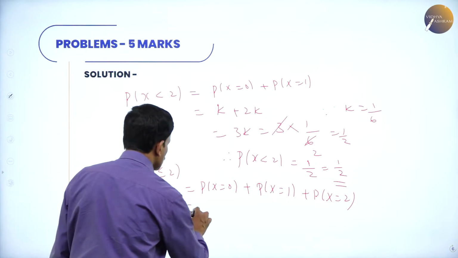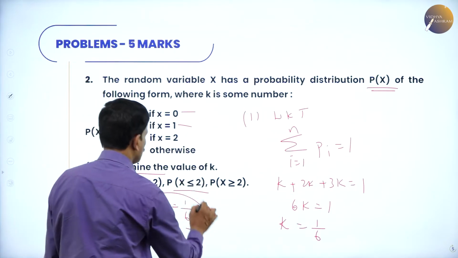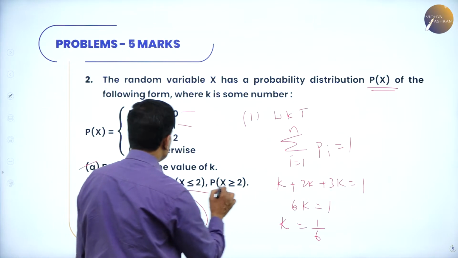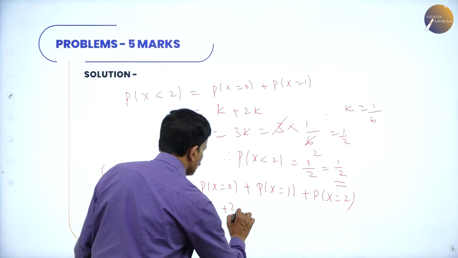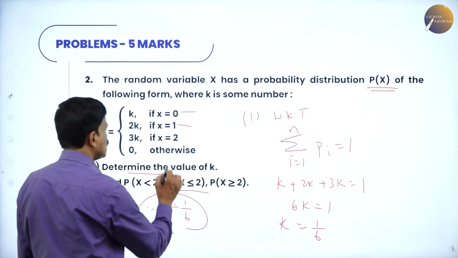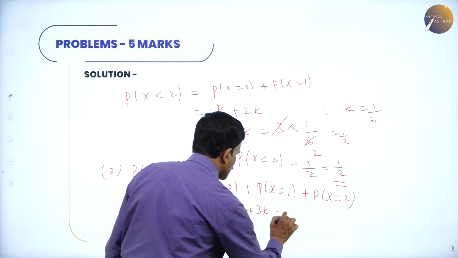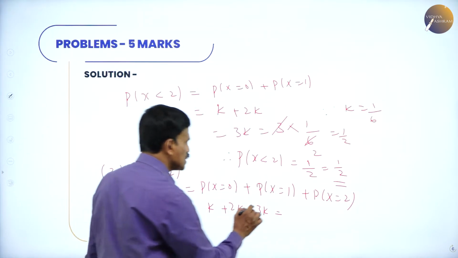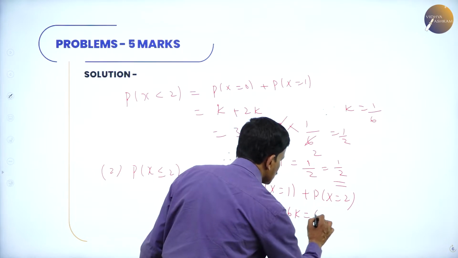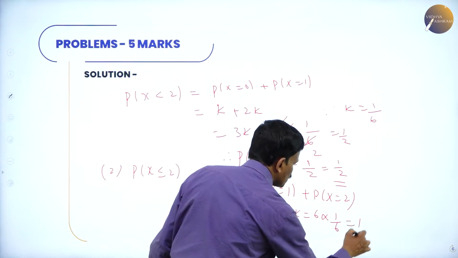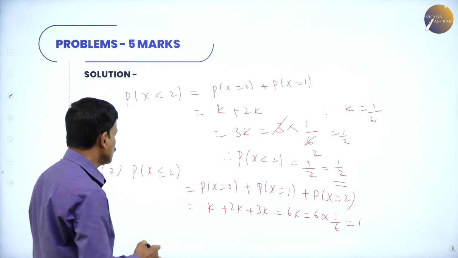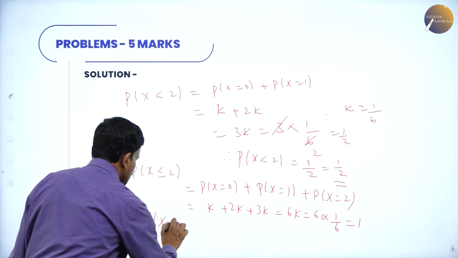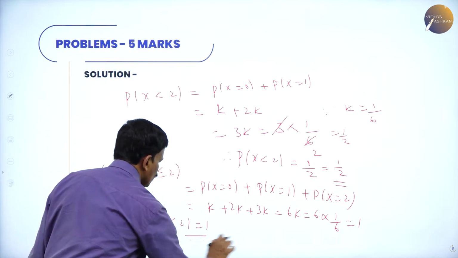Now P of x is equal to 0. Probability of x is equal to 0 is k, plus x is equal to 1 is 2k, plus x is equal to 2 is 3k. So if you add this, 3 plus 2, 5 plus 1 is 6 times k. Since k is equal to 1 by 6, this is equal to 1. So probability of x less than or equal to 2 is 1.